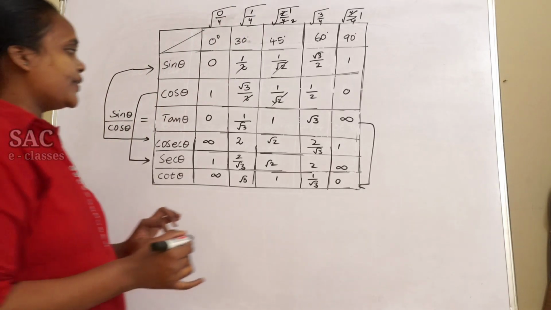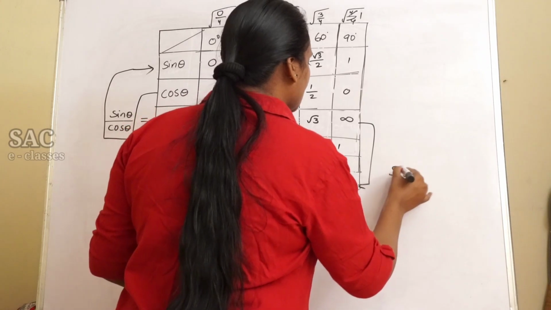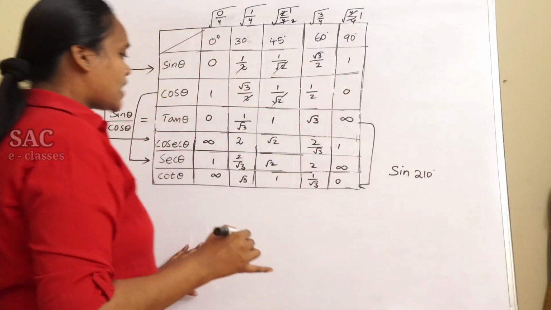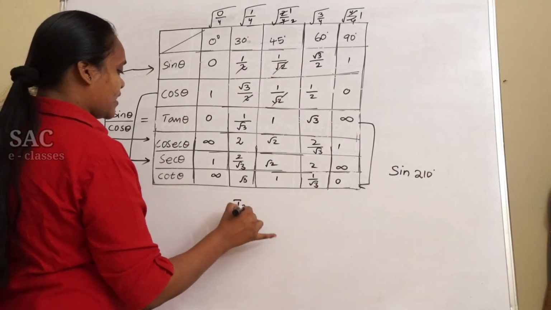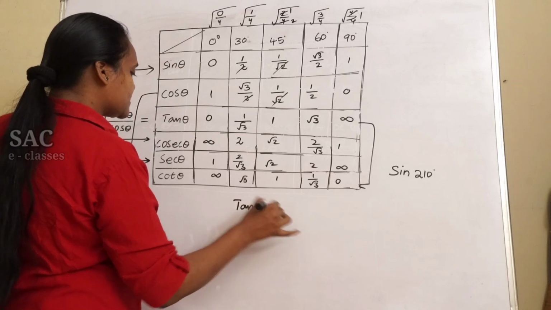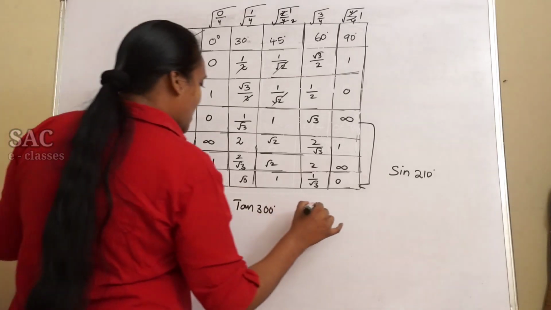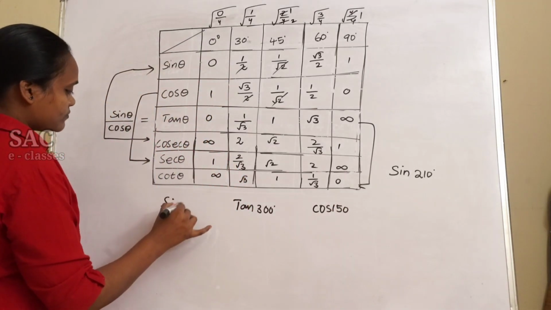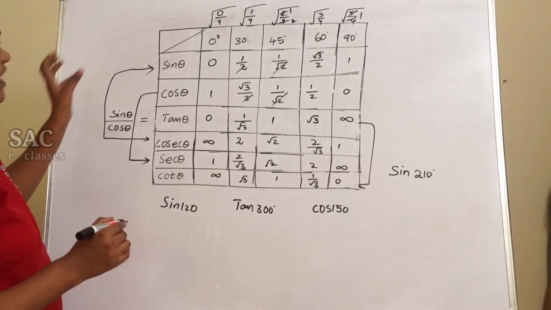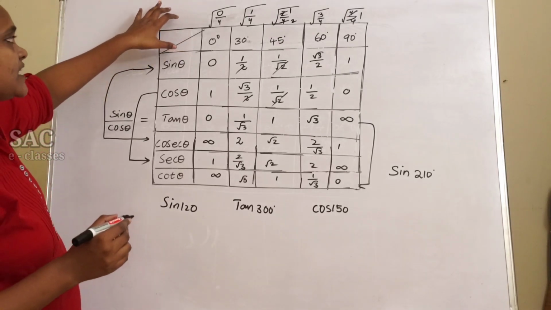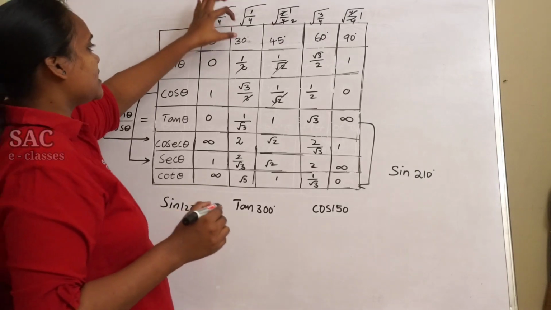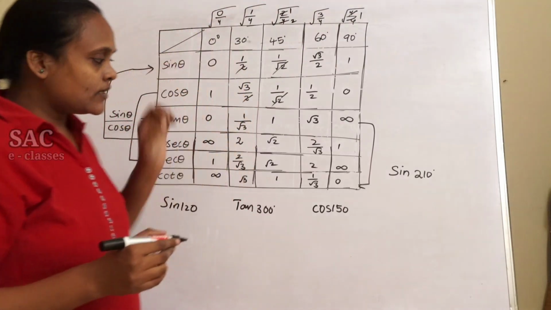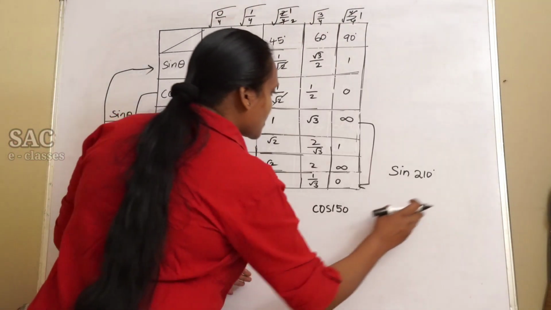Ma'am, I want to find the value of sine 210 degrees, or the value of tan 300 degrees, or the value of cos 150 or sine 120. But we know only 5 standard angle values: 0 degrees, 30 degrees, 45 degrees, 60 degrees and 90 degrees. I don't know these other values. Then how can I find them?